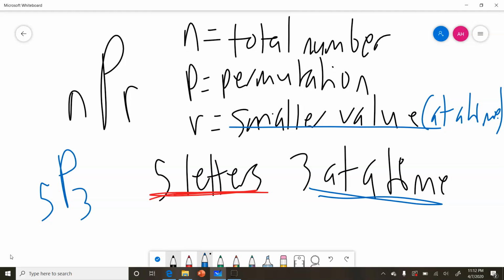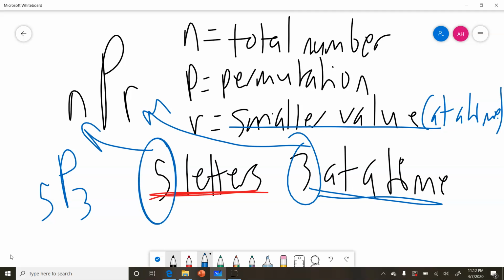Okay, now you see how we do that. The bigger one always goes for n, the smaller one goes for r, basically for the number that we will have. Now, that doesn't mean anything to you, right? You're like, what in the world? What does 5p3 mean? So pause your screen if you haven't written that down. Here we go. I'm going to explain what 5p3 means.